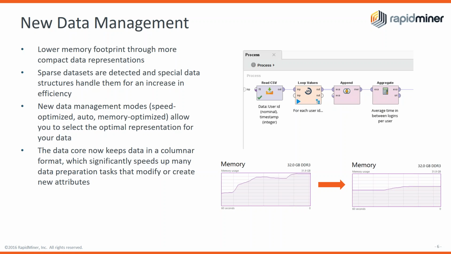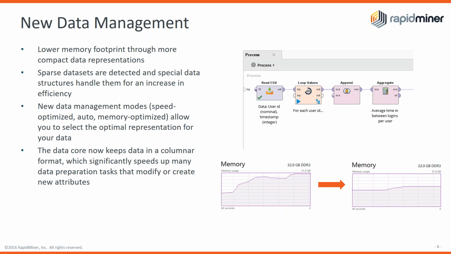Also, we have different management modes. We have seen that sometimes there is a trade-off between speed and memory consumption. So we let you decide in some cases whether you prefer speed optimized or memory optimized mode. And also we have moved to a columnar format, which significantly improves performance in some data preparation tasks.